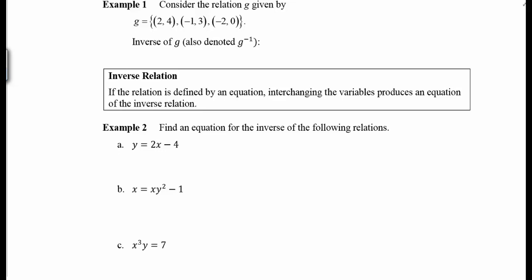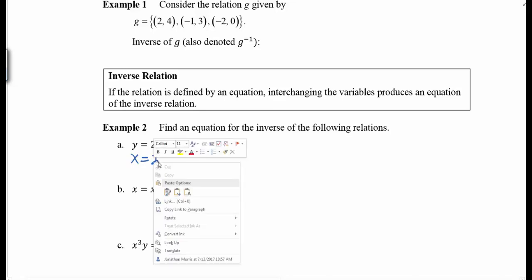In example 2, we're finding an equation for the inverse of the following relations. If you'll remember in example 1, all we did for the coordinates for those points was switch the x and y. It's really similar whenever we are finding an equation for the inverse, because all we do is switch x and y. So wherever there is a y, I'm going to put an x there in my equation, and wherever there was an x in the original, I'm going to put a y.